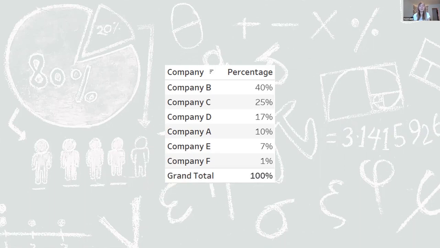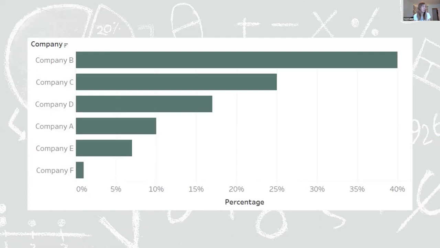Or we could use a bar chart, which is much easier to see because the human eye is better at perceiving length than angles or areas. And the labels are easy to read, so we can easily see which bar belongs to which company. And the axis does show a percentage, so it's easy to think of this as a part of whole relationship between the bars.